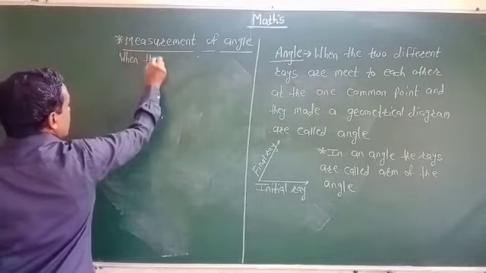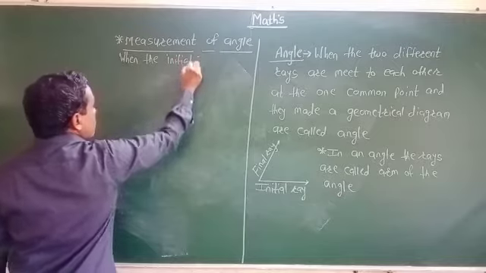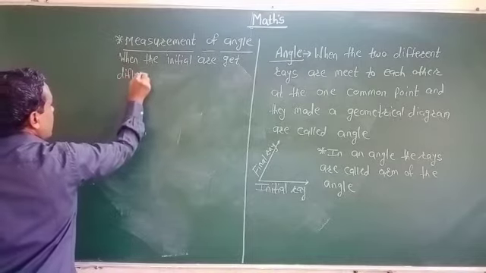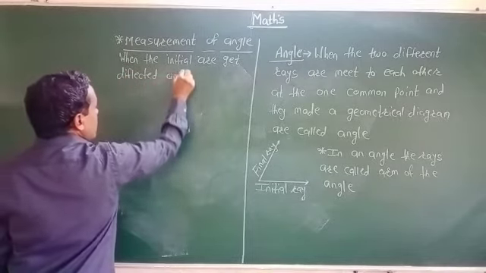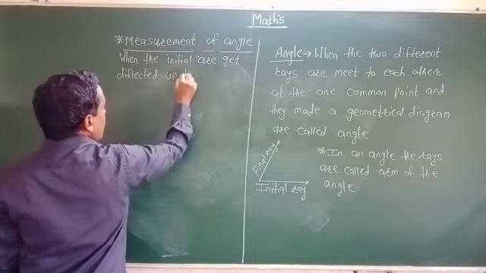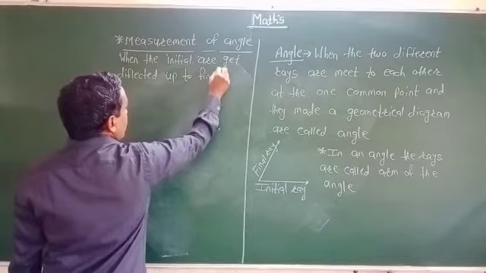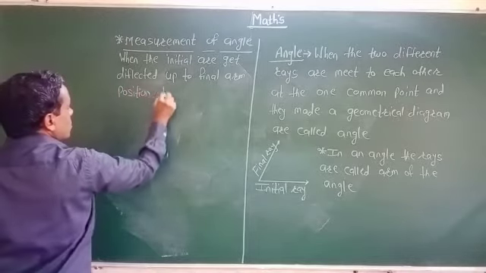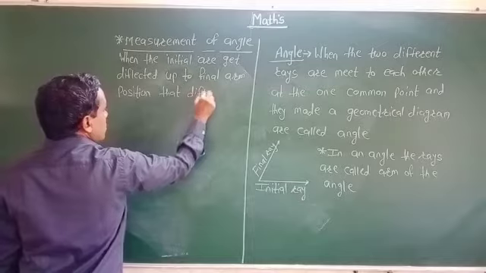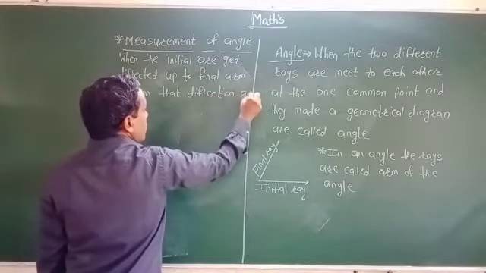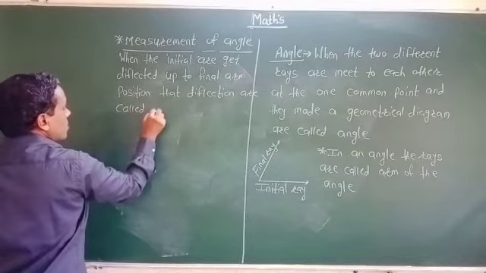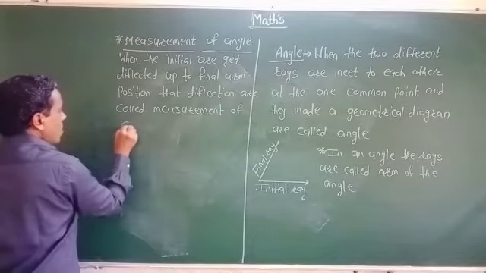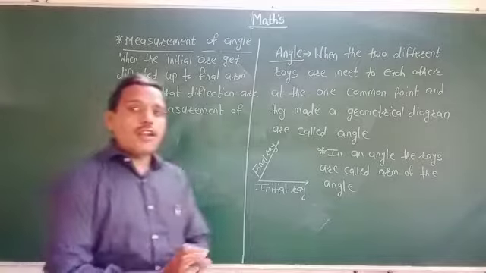When the initial arm gets deflected up to the final arm position, that deflection is called measurement of angle.